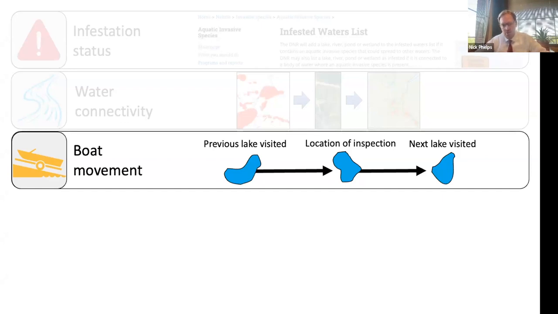Long story short on this topic, we were able to fill all that in and create an estimated network of boat movement in the state. We're able to validate that, verify its accuracy, and are quite confident that we have a pretty robust model here to run simulations with.